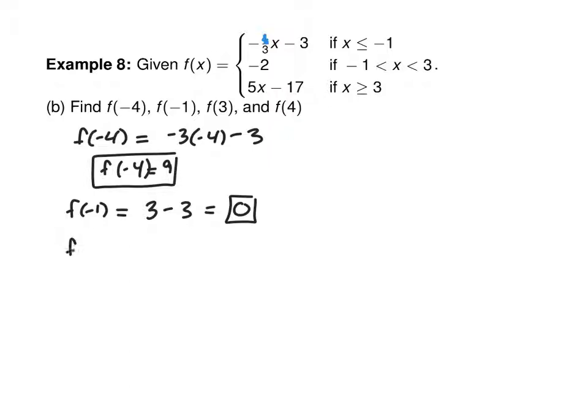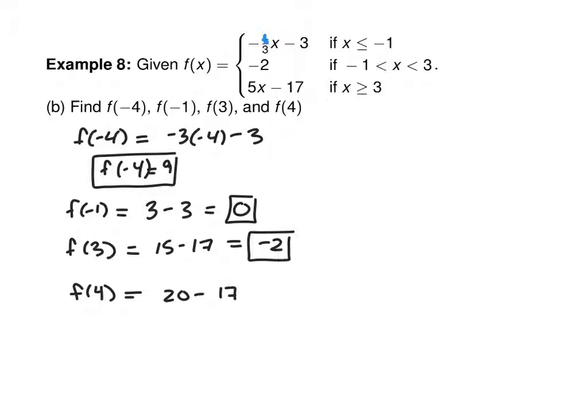How about f of 3? What does that get plugged into? First, second, or third? Third. We already did that one, didn't we? 15 minus 17 will give us -2. And then finally, how about f of 4? What does that get plugged into? Third, greater than 3, yep. So it'll be 20 minus 17, or 3.